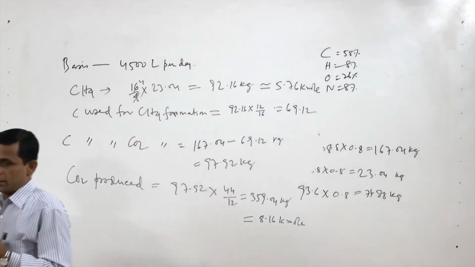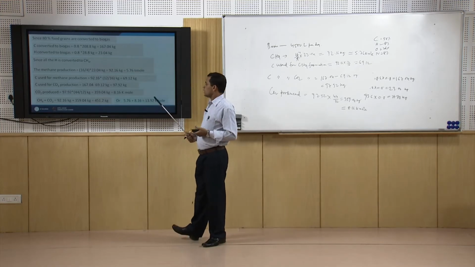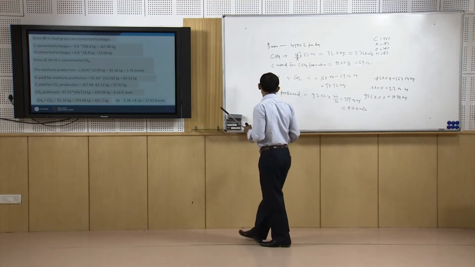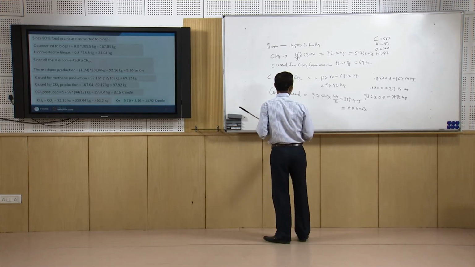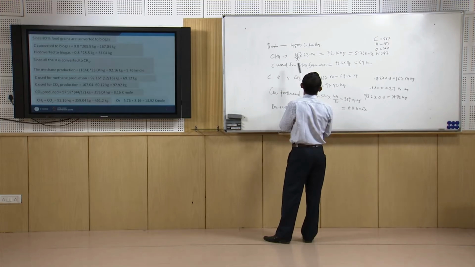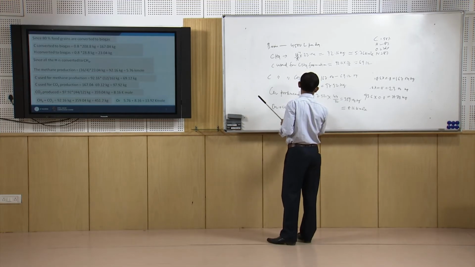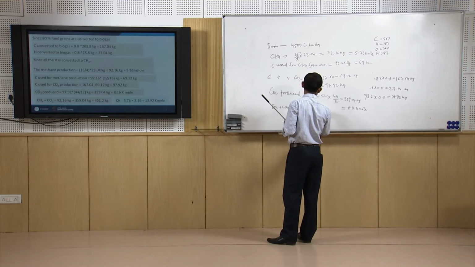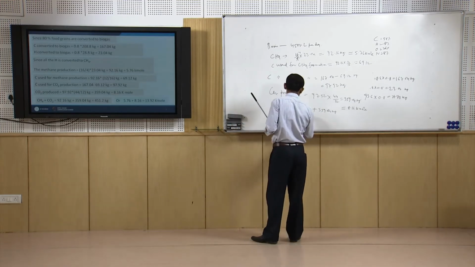So, we have now got how much CO2 and how much CH4 is produced. Now, total CH4 and CO2 is equal to how much? We are getting 92.16 kg plus 359.04 kg, or total is equal to 451.2 kg.